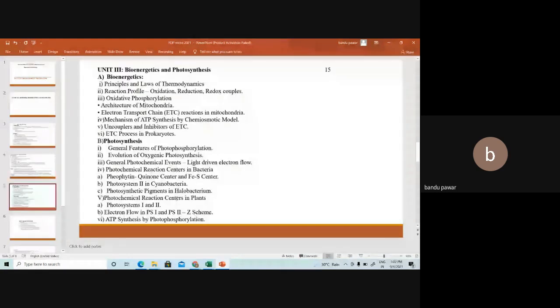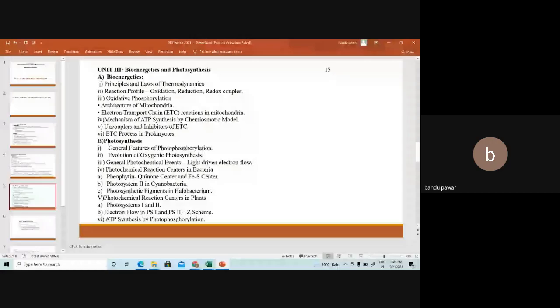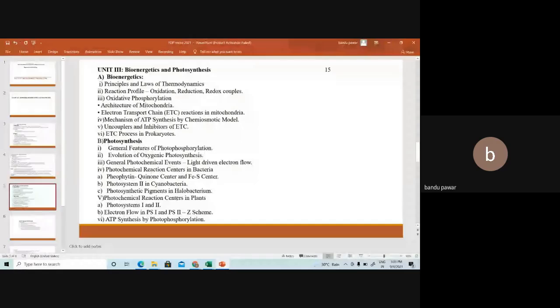Unit number 3, bioenergetics and photosynthesis. Bioenergetics, in which laws of thermodynamics are also important: the first law of thermodynamics, the second law of thermodynamics. Then what is meant by redox reaction and its example. We all know that photosynthesis is an example of redox reaction. A redox reaction is the combination of reduction plus oxidation. What is meant by oxidation? Reduction, oxidative phosphorylation, oxidation plus phosphorylation.